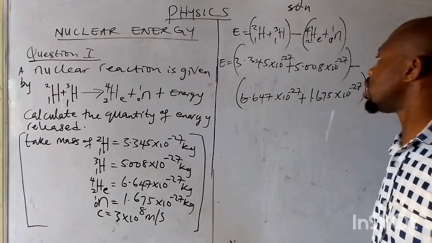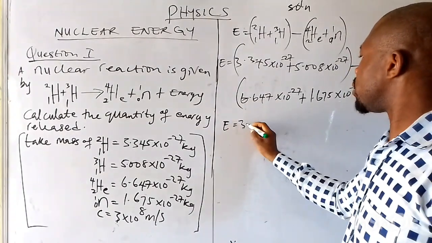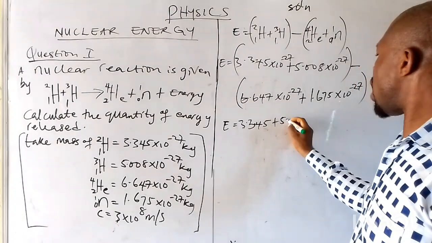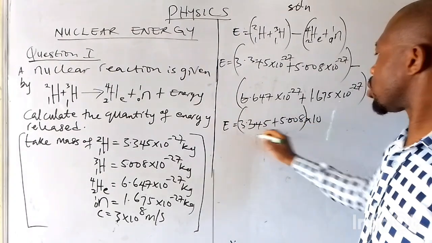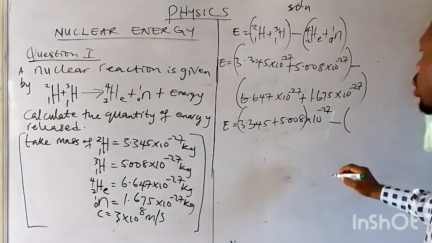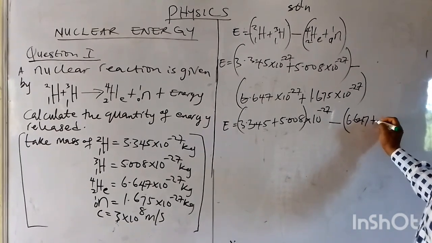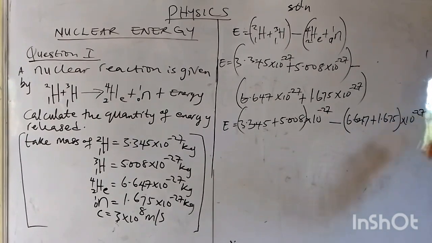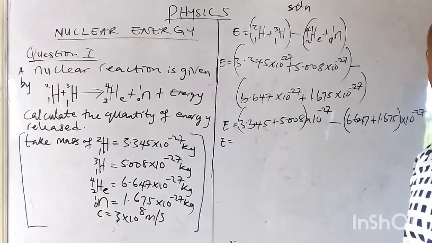So which will now give us, for add the bases, we now have that E is equal to 3.345 plus 5.008 times 10 raised to power minus 27. We are done with this one. Minus this other one, 6.647 plus 1.675 times 10 raised to power minus 27 on this side. Now, at this point, we can now bring in our calculator.